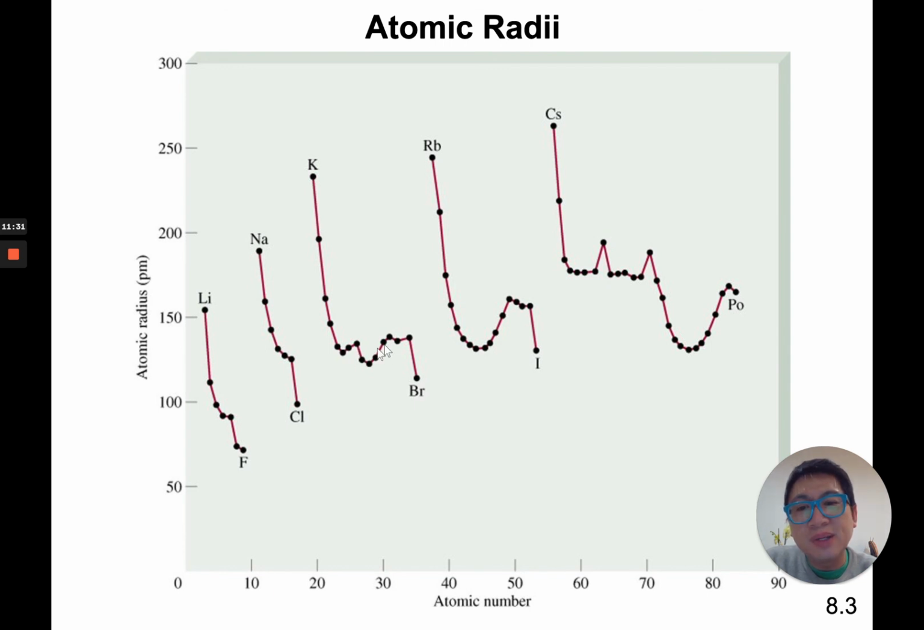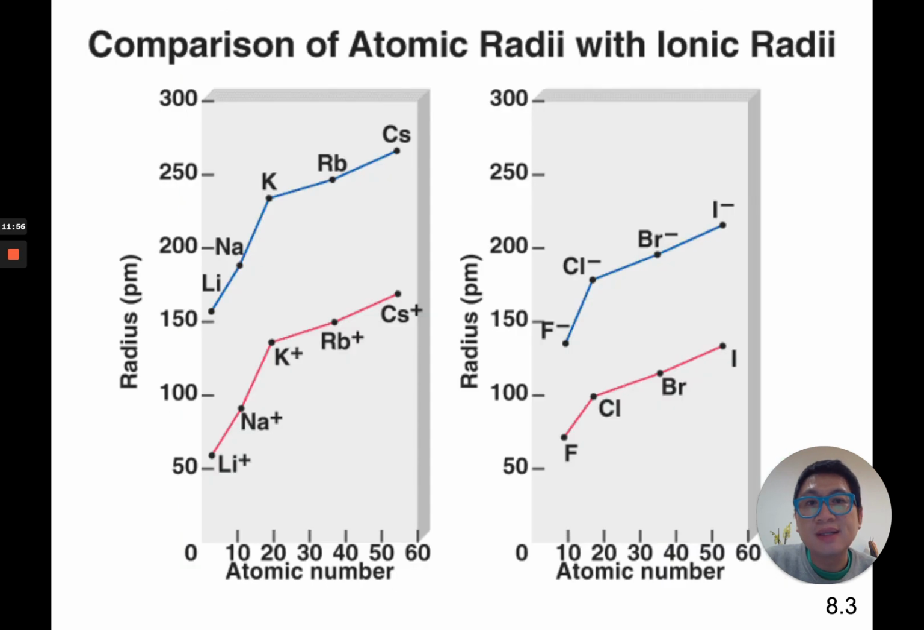There's some exceptions there where it's not exactly a perfect trend, but overall, there's a pattern, is the point. If it was all random, these points would be all over the place. They wouldn't make any sense, okay? So if there was no pattern, this would just be all over the place. But there is a pattern to this. So that's atomic radius.